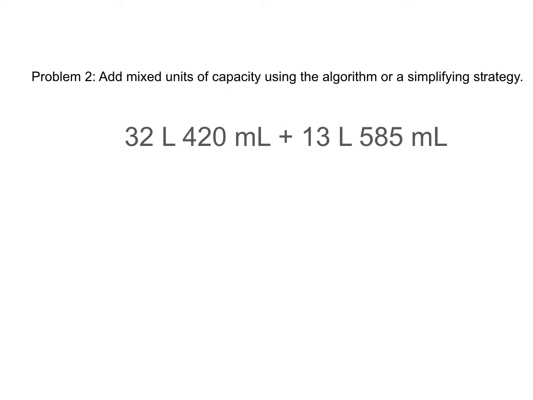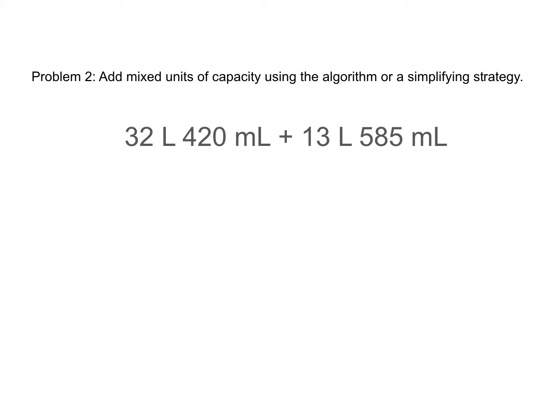Alrighty, we're going to add mixed units of capacity using the algorithm or a simplifying strategy. So this is what we've been doing before. Because we're adding, I like to just leave it in the form it's in. I think that's a little bit simpler, a little bit easier. So we're going to go ahead and start right here.